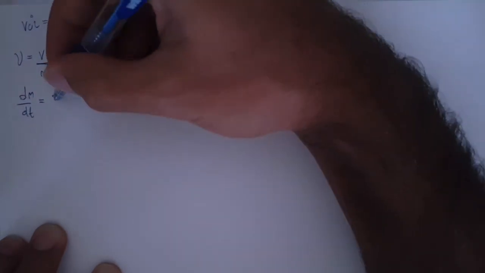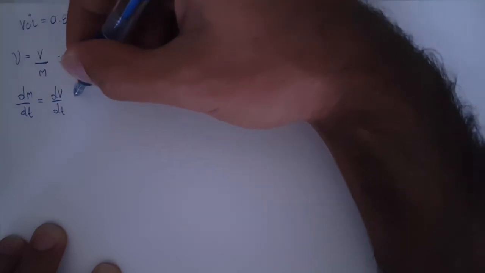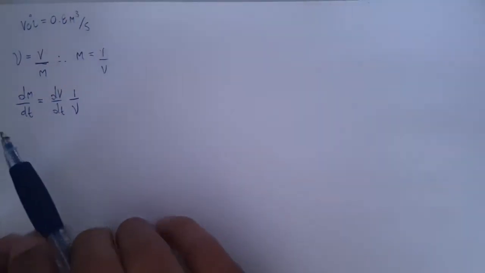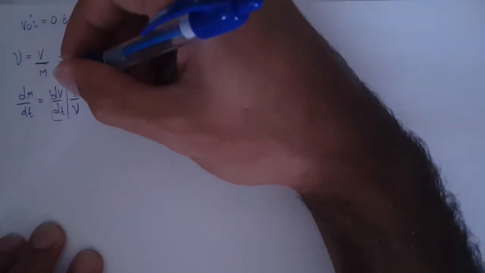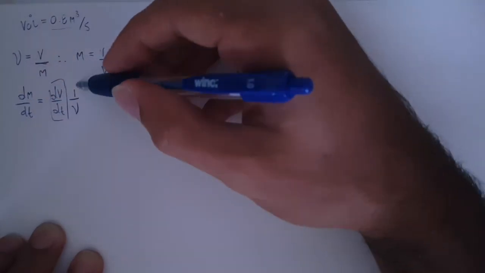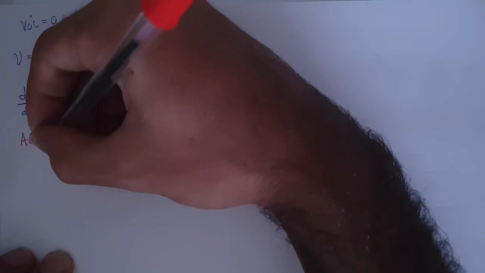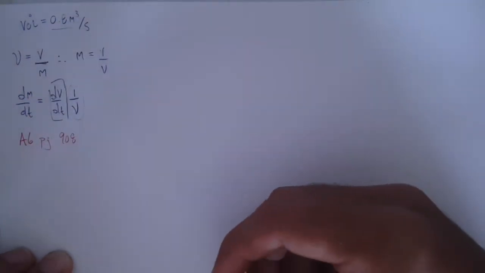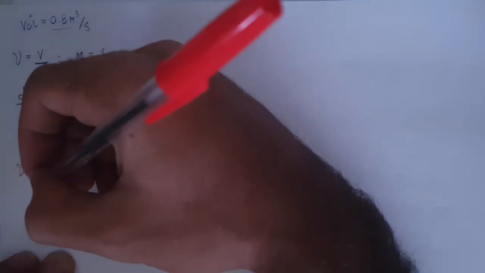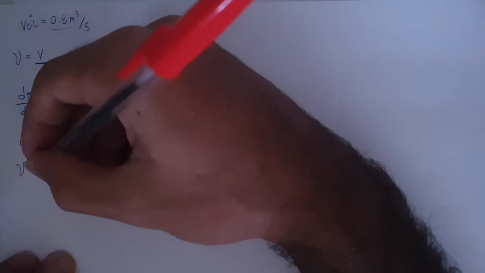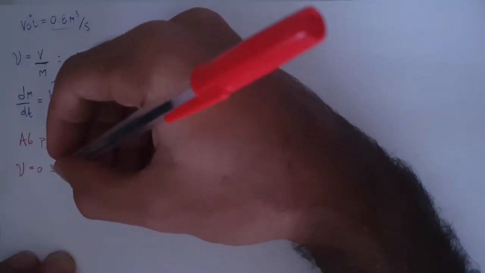If we take the derivative with respect to time on both sides, we have dV/dt times 1 over specific volume. So this is the same thing as this here, and we just need to grab the specific volume, which I can do on the table. We're talking about water, so we go to table A6, on page 908, and I'm going to grab the specific volume for 400 Celsius and 800 kilopascals, and I got 0.38429.